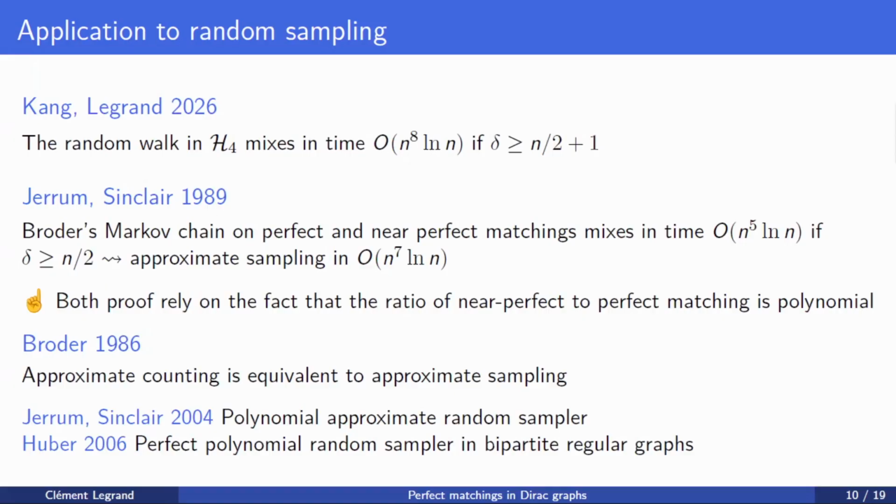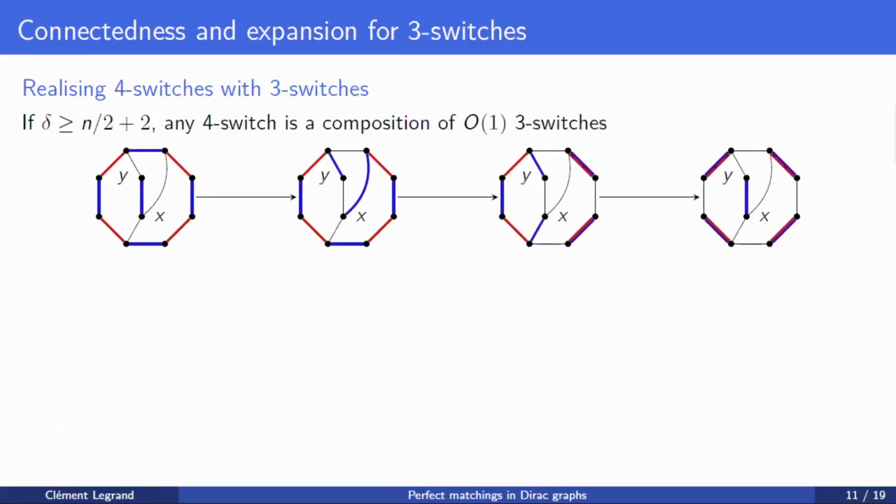And so they got this polynomial approximate sampler, and then I think it's an H here, but I'm not completely sure. They just got some perfect sampler in bipartite regular graphs. So this is the picture for expansion and mixing time. Okay. I will close the parenthesis on mixing time.